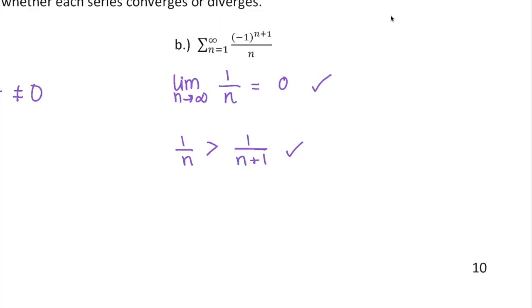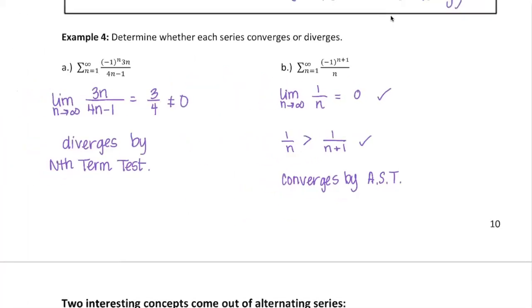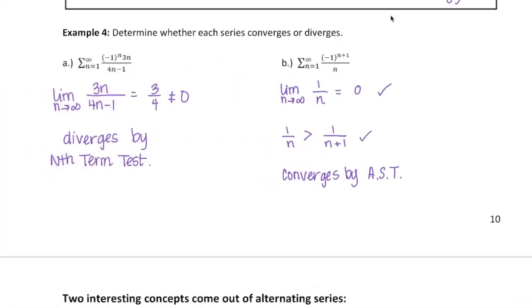So we can then say that this series converges by the alternating series test. That's all there is to it. So now, what is unique about alternating series is we can consider a couple of different things as a result.